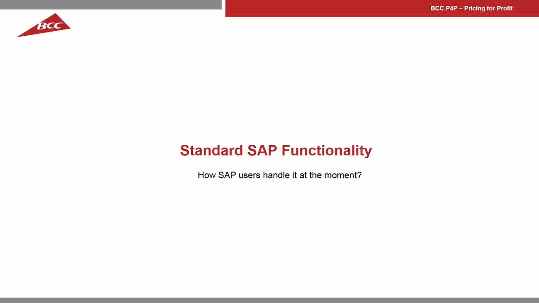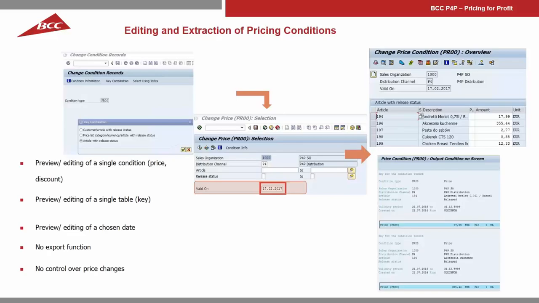So how do SAP users handle it at the moment? Currently, users who use standard SAP solutions know how time-consuming and non-transparent changing a price is. Any kind of preview or price change operation we have to do within a single price condition, single key, and within a predefined single date. While a single price change is still acceptable, for those of you who have an active pricing policy, both in terms of price review and price changes for a larger volume of data, so-called mass price changes, and various dates, they know that the work is cumbersome, non-transparent, and far from ideal.